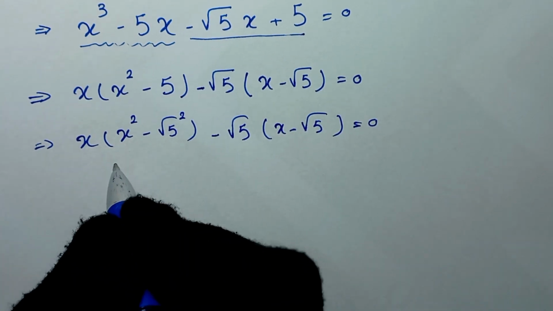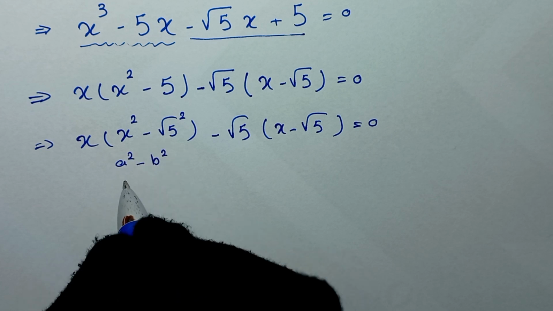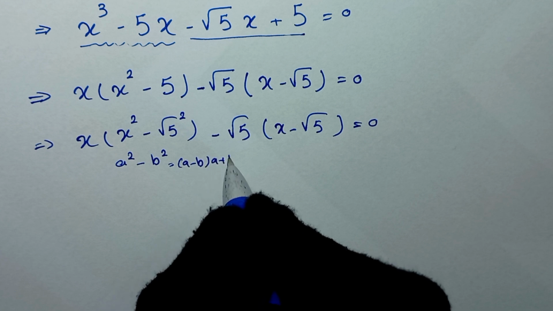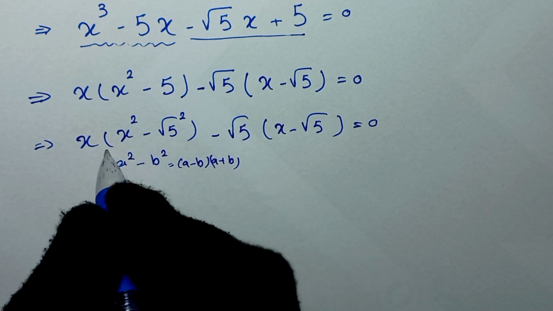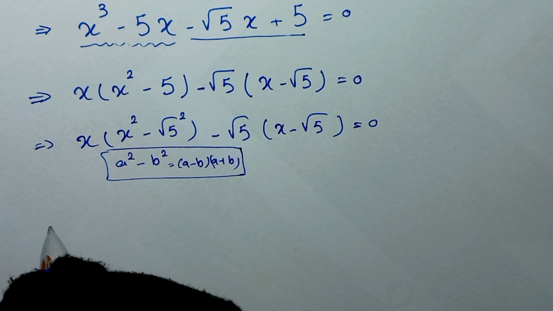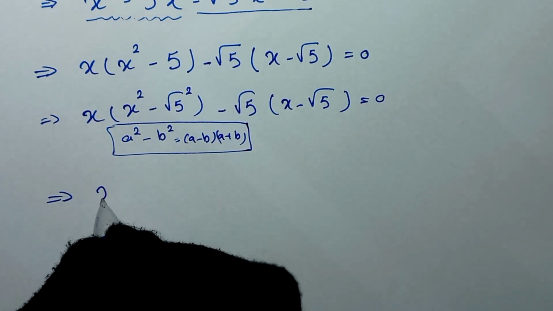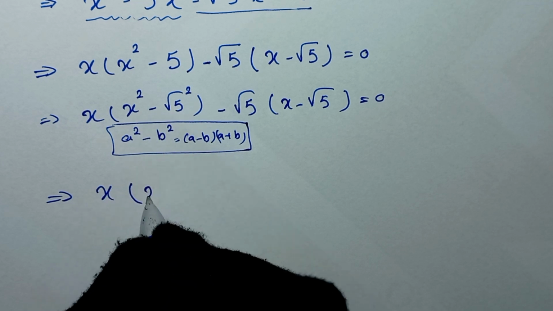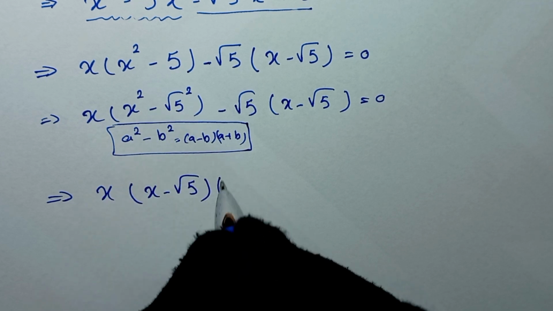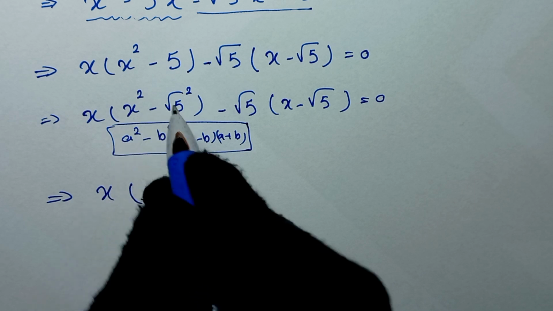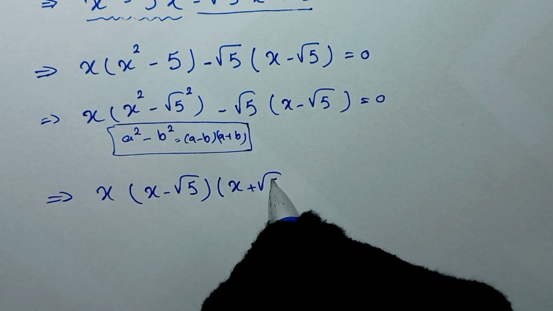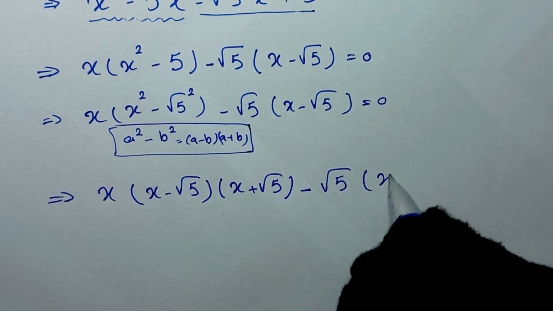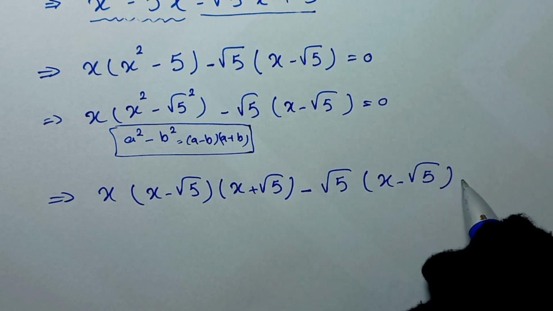And this is in the form of a squared minus b squared, and we can write this as a minus b times a plus b, right? So, this is equal to x times a minus b, x minus square root of 5, and times a plus b, x plus square root of 5. And here, minus square root of 5 times x minus square root of 5 is equal to 0.